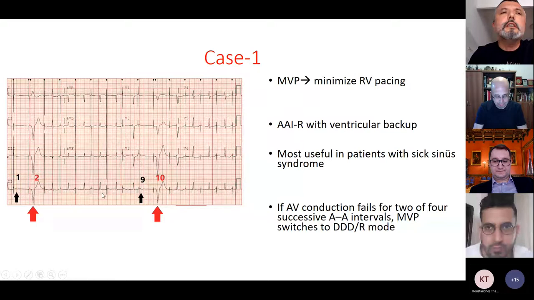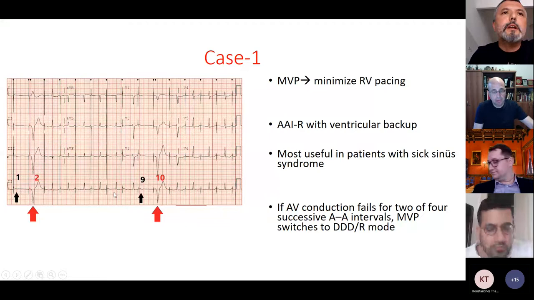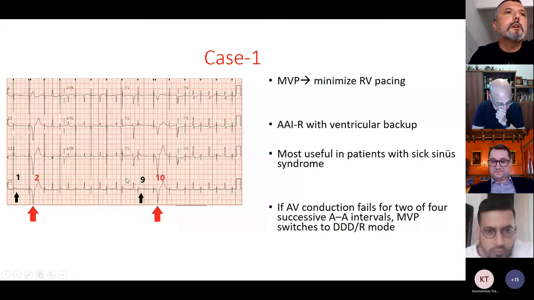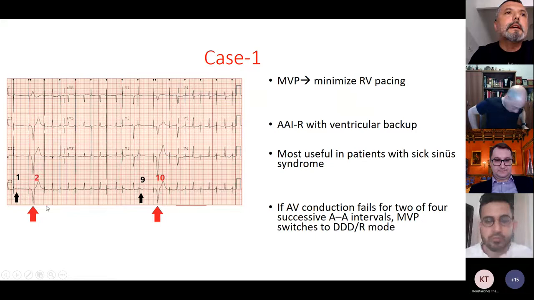When an AA interval, sensed or paced, occurs with an interposed sensed ventricular event, MVP operates in AAI mode. You can see here and here MVP operates in AAI mode. But if there is no ventricular event between two atrial events, it is defined as AV block. If AV conduction fails for only one beat, a rescue ventricular pace is delivered 80 milliseconds after the atrial spike. You can see here the second and 10th beats are rescue ventricular paced beats.